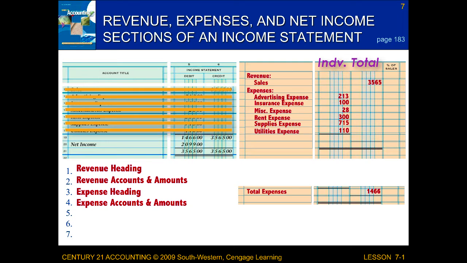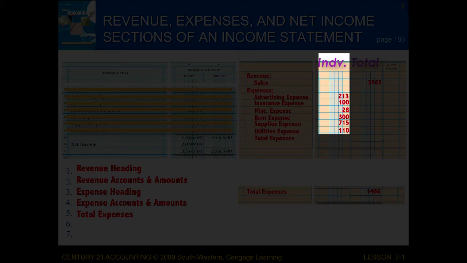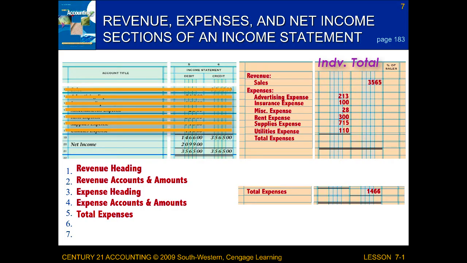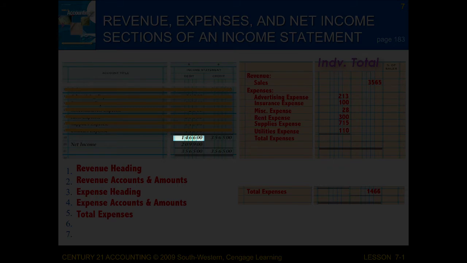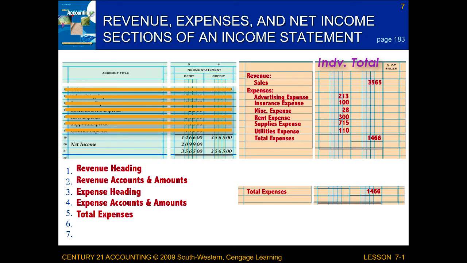I have multiple expenses, so I'm actually going to do one more thing here, and I'm going to write total expenses, and this will be still right underneath all of my expense accounts. Now I could re-add these again if I wanted to with the calculator, or I could realize that I've already added the total expense column on the worksheet, and it's this 1,466 number right here. So I can just copy that over, and because it's a total, I need to put it in the total column, which is the right column. So 1,466 is my total.